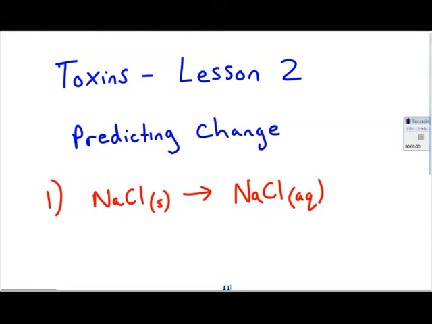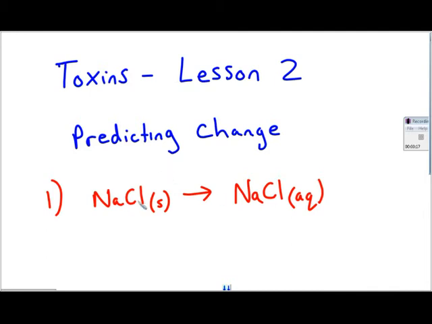Lehman. Today I want to talk to you about lesson 2 in the Toxins unit. It's all about predicting change, observing changes. I have 4 equations that we're going to take a look at and try to predict what's going to happen. And then we'll take a look at the chemical or physical change, which is also something we're going to talk about in the next section in lesson 3.